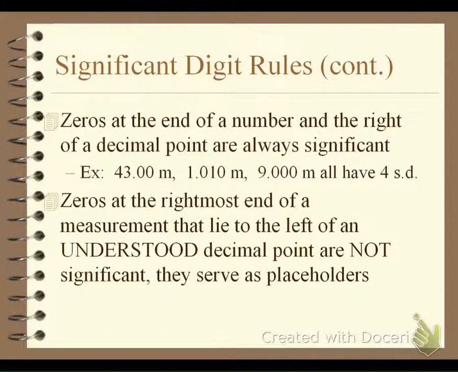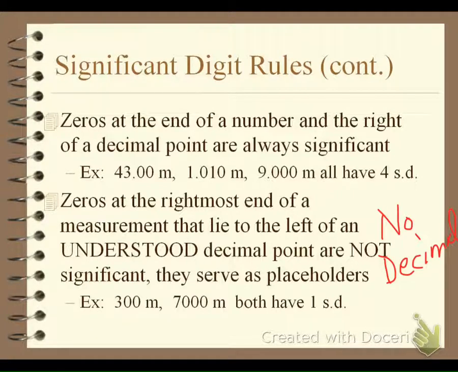What about zeros at the end when we have an understood decimal point? Here they only serve as placeholders. There is no decimal shown. So if 300 is written without a decimal and 7,000, no decimal, we have 1 measured or significant digit. In the first example, it is implying that the uncertainty would be plus or minus 100 meters. In 7,000, the way the number is written, the uncertainty would be plus or minus 1,000 meters.